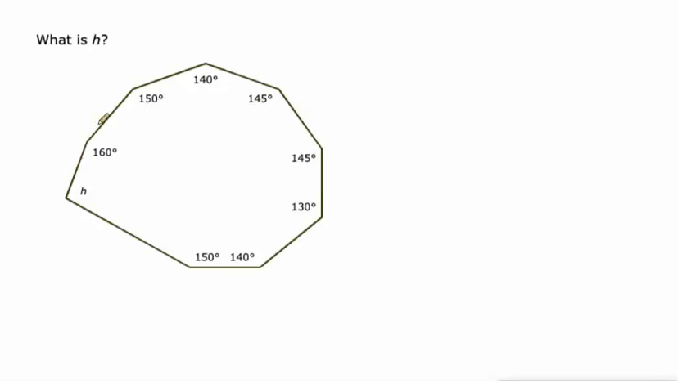So we've got 1, 2, 3, 4, 5, 6, 7, 8, 9-sided figure. All right, to figure out the total measure of all the angles here, we'll do 180 times 9 minus 2, or 180 times 7, and 180 times 7 is 1260. Okay, that'll be equal to the measure of all the angles added together.